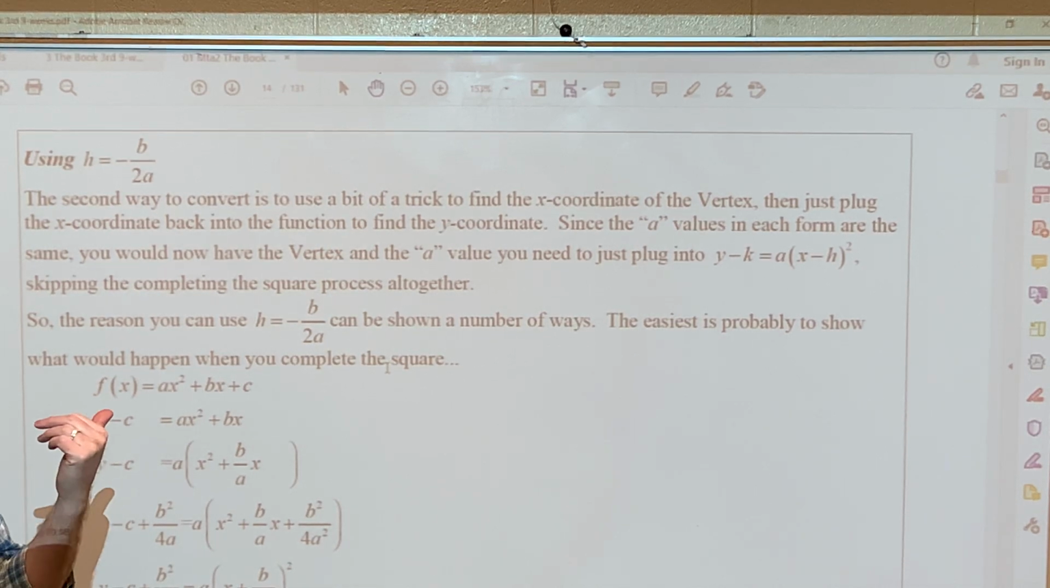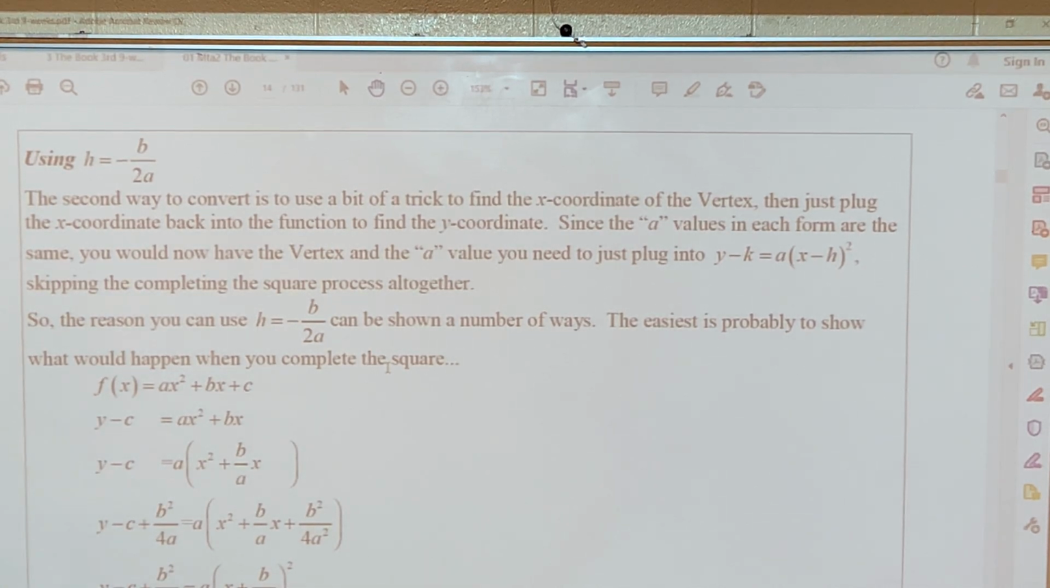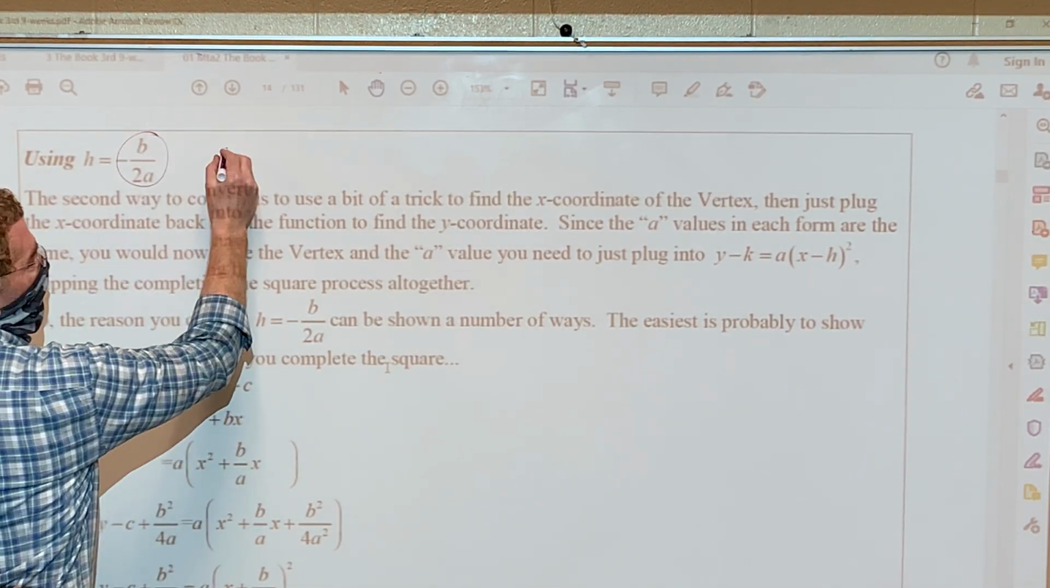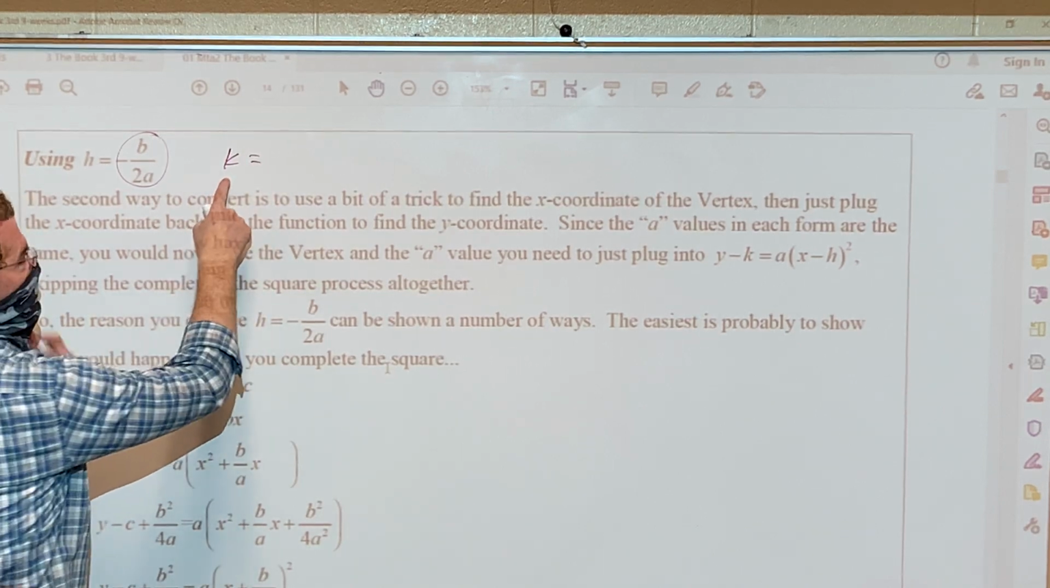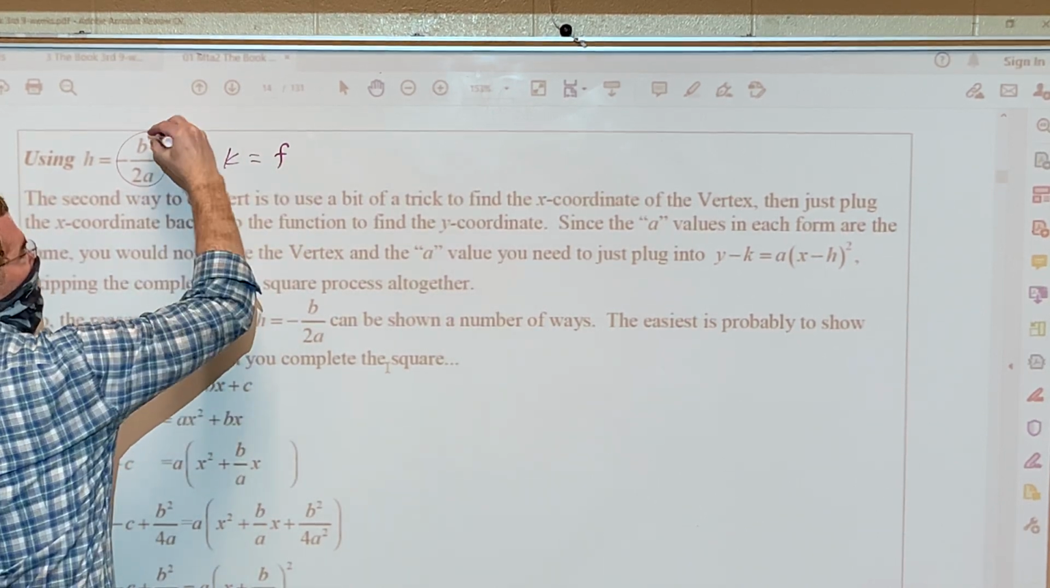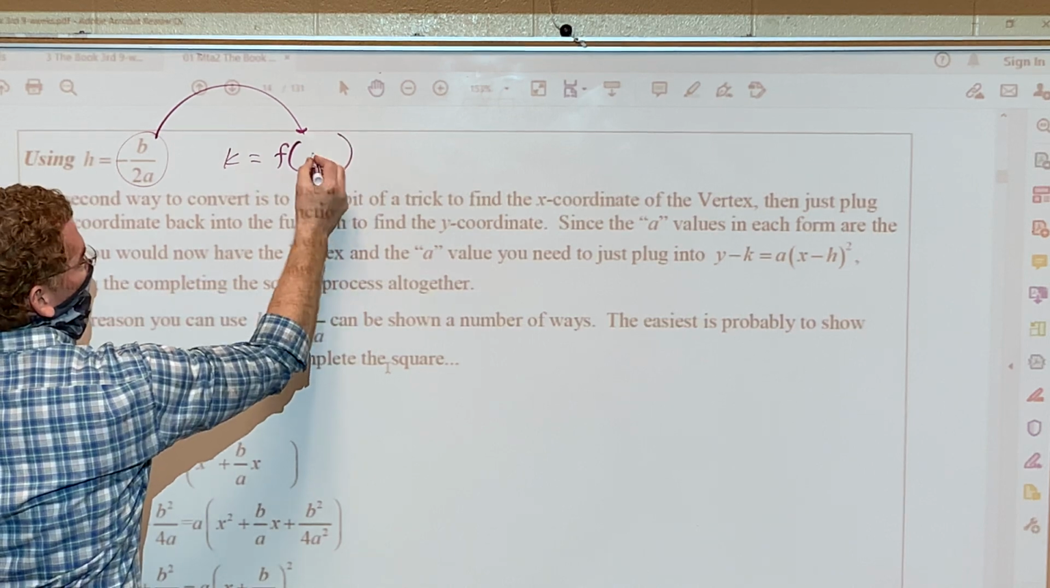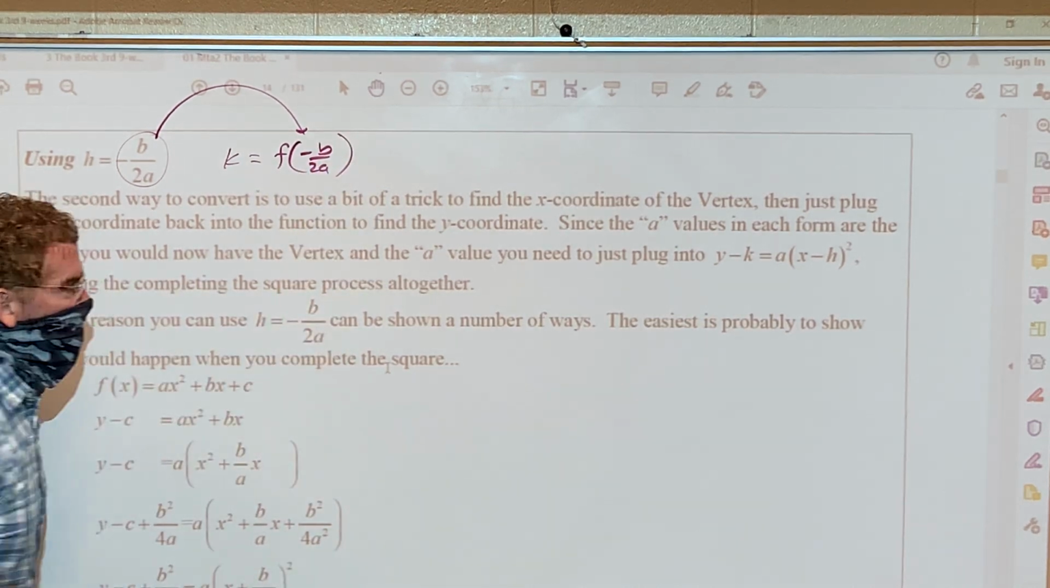But on problems like this, I don't care what method you use. But negative b over 2a always ends up being the x coordinate of the vertex. It's the h. And if that's the h, and I can find that number, then all I've got to do to find the k value of the vertex is plug that back into the function, whatever it is.